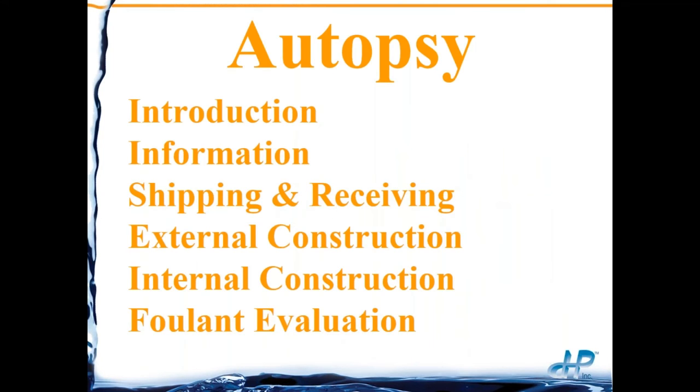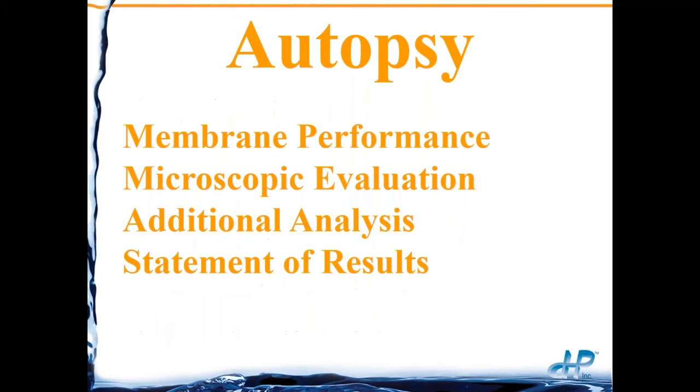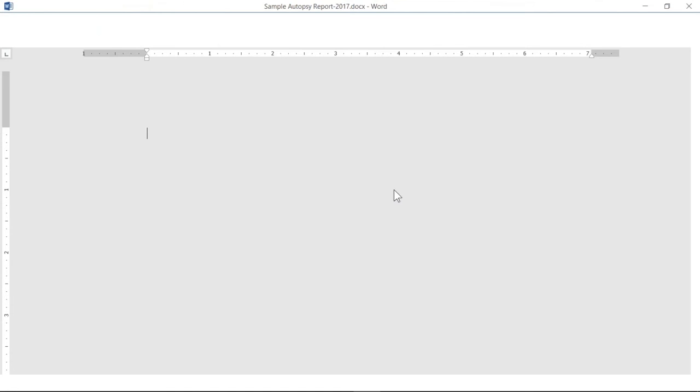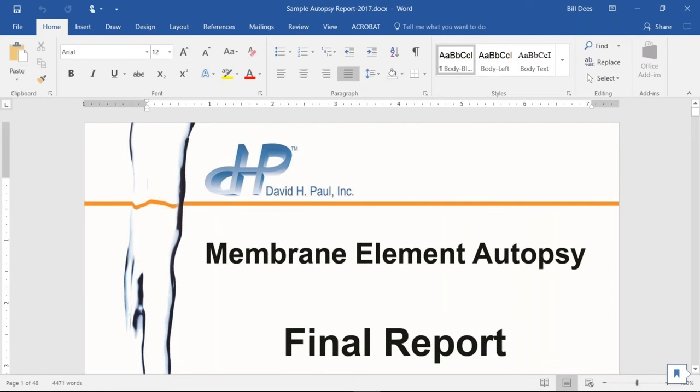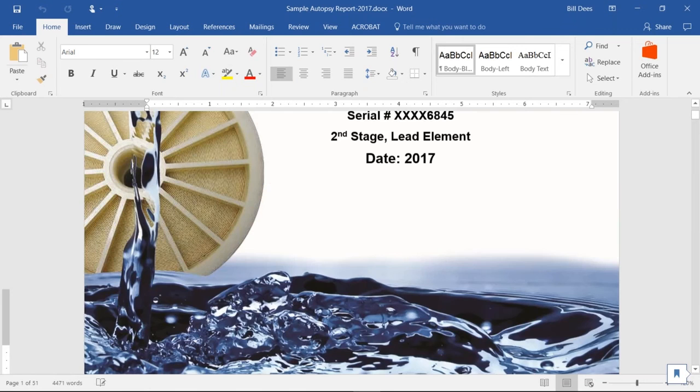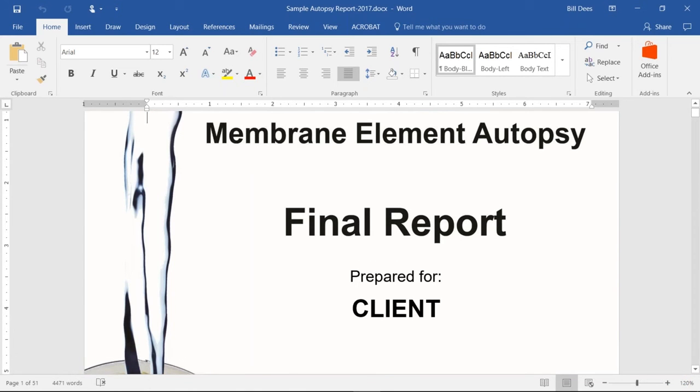So now getting into the actual autopsy itself, our autopsy reports, of course, have the breakdown we're seeing here on the page, with our introduction, information, shipping and receiving, and so forth. We'll get into the external construction, internal construction, foulant evaluation, membrane performance, microscope evaluation, and then additional analysis and statement of results. Actually, this is 2 or 3 different autopsies that we've done in the last couple years, all put together to come up with an example or sample report that we are going to be going through on this webinar here.